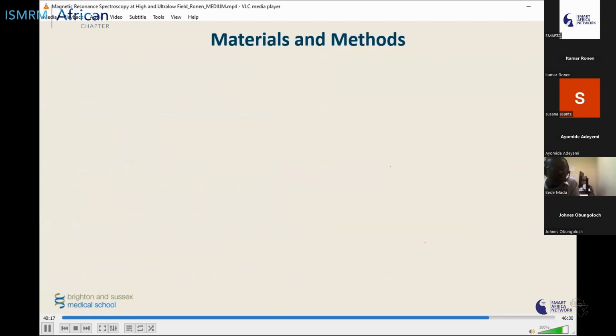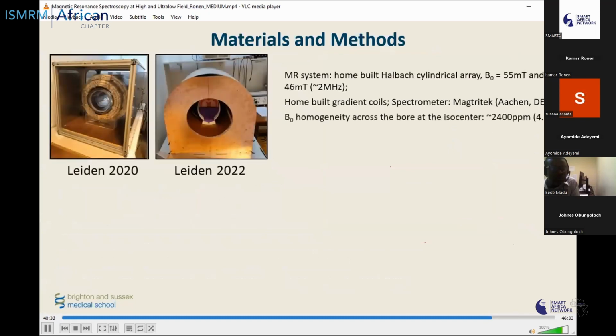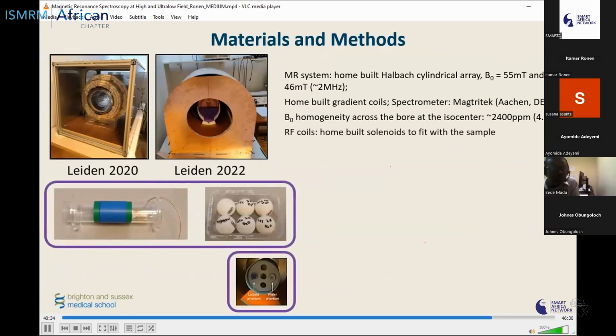So when I was in Leiden a couple of years back, Andrew and I had this idea to try to do an experiment in which we collect J spectra from phantoms, or essentially, as you will see, ping pong balls that contain different solutions, including a solution of lactate.